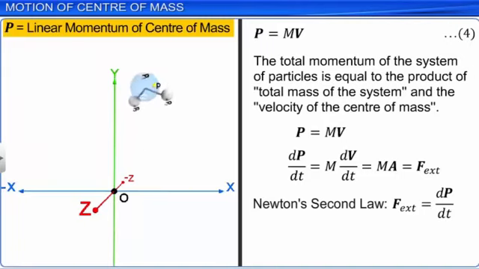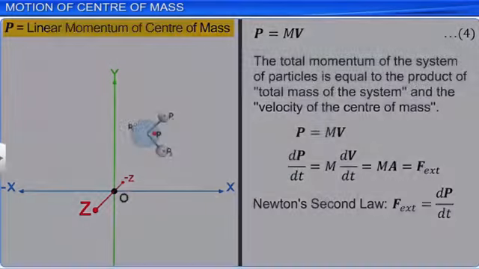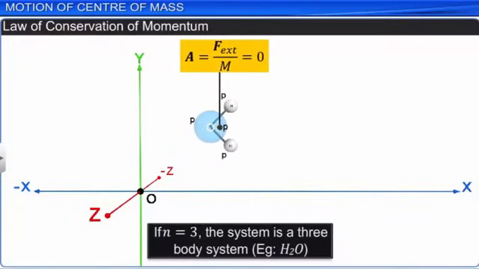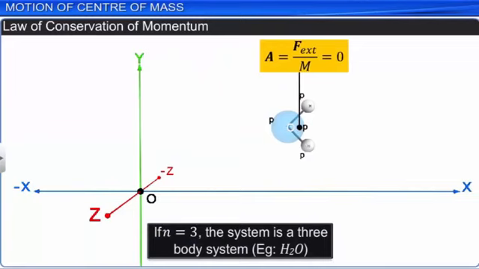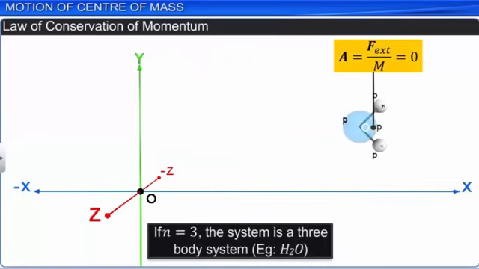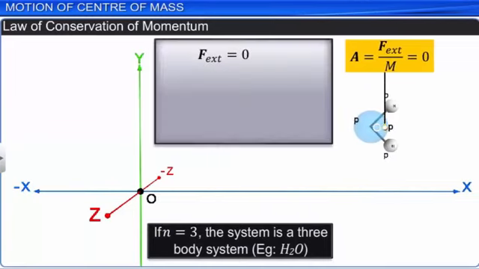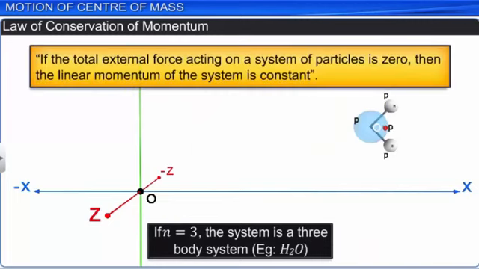If the external force acting on the system of particles is 0, then F external is equal to 0, dp by dt is equal to 0, and p is constant. This is the law of conservation of momentum applicable to a system of particles, which states that if the total external force acting on a system of particles is 0, then the linear momentum of the system is constant.